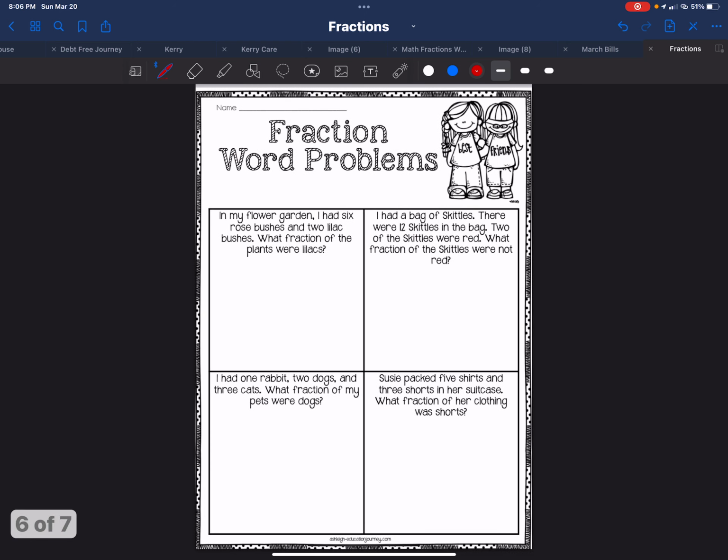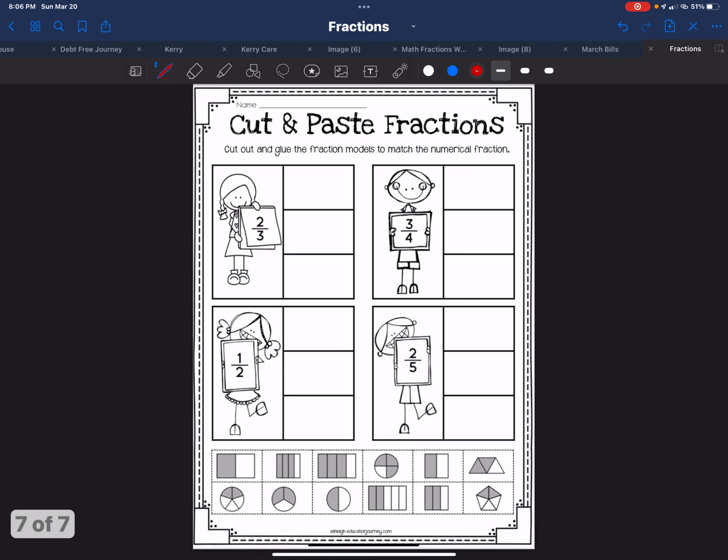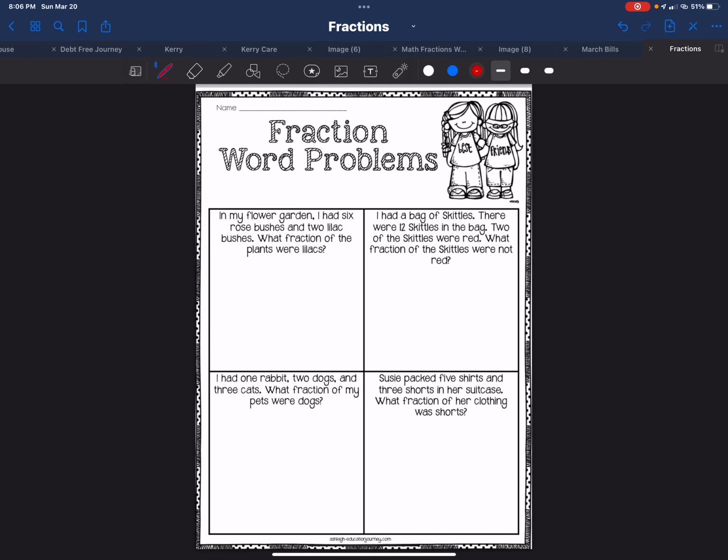And so we have 2 more pages. Fraction word problems. I know what you're saying. Word problems. I don't like them. But these are easy, so let's get started. So in my flower garden, I had 6 rose bushes. So she had how many rose bushes total? 6. And 2 lilac bushes. The fraction of the plants that were lilacs. What fraction? So 2 of the 6 were lilacs.